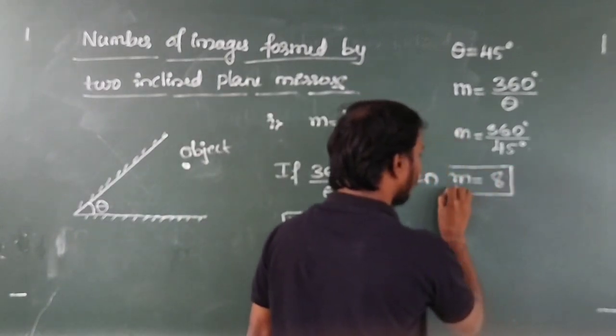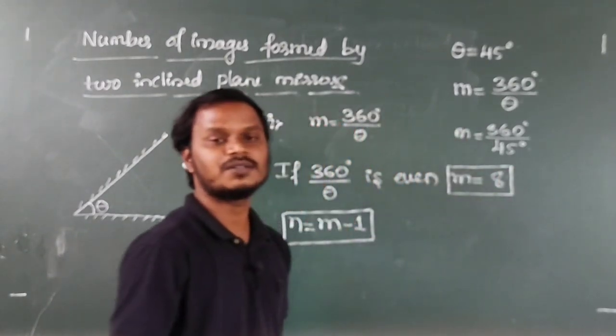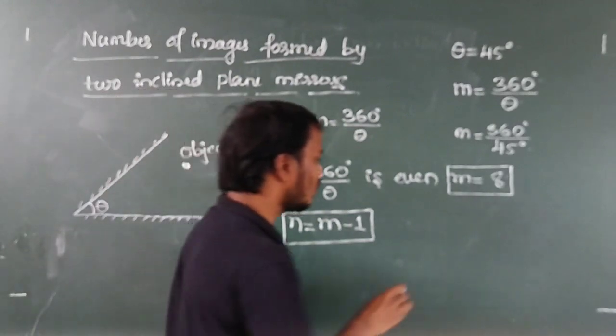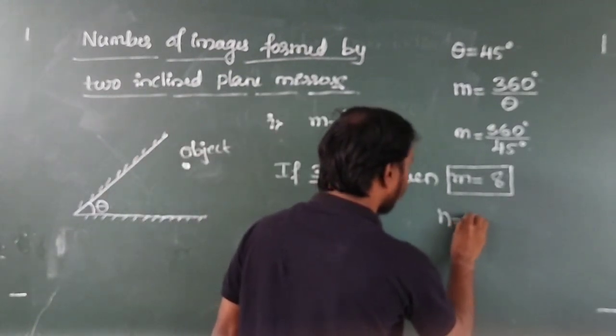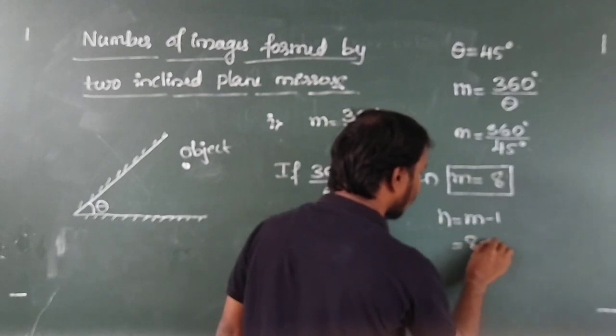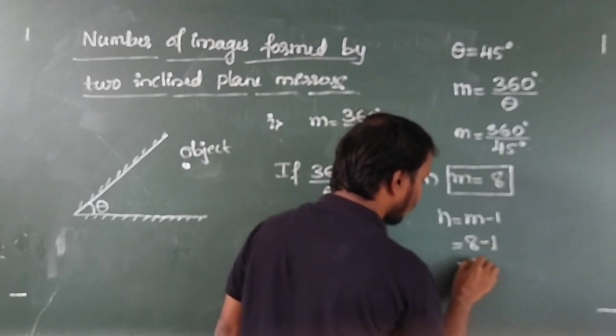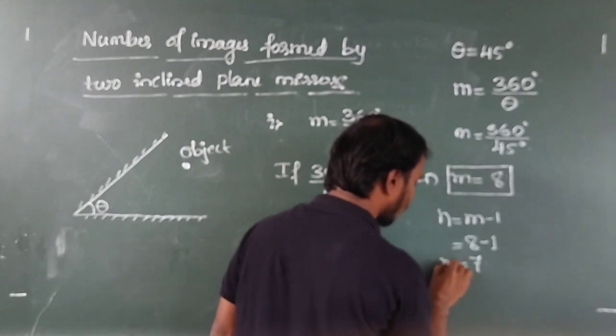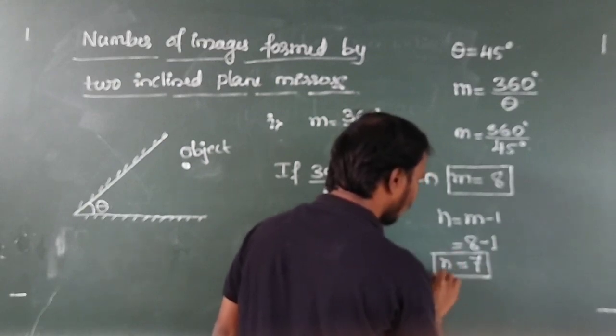Then we have to find the number of images formed by two inclined plane mirrors. That is n is equal to m minus 1. Then m is 8 minus 1. Then how many images are formed? 7 images are formed. So this is the answer.